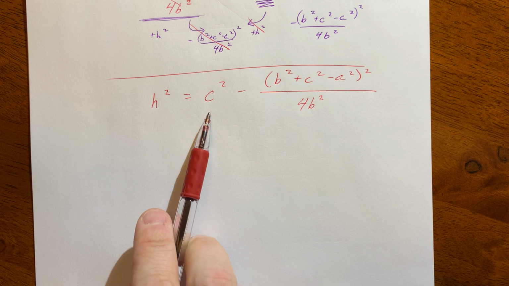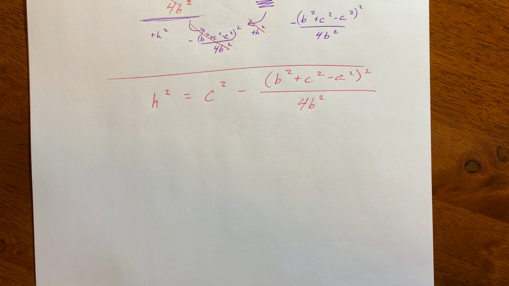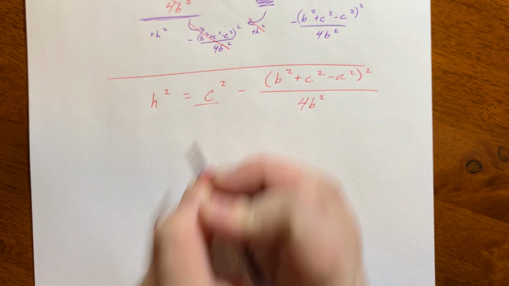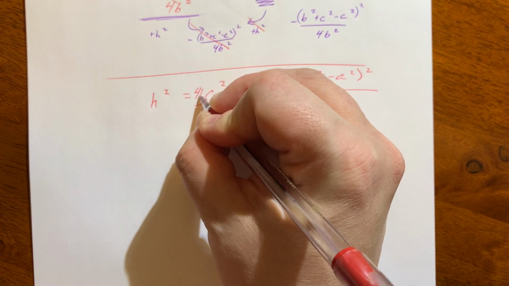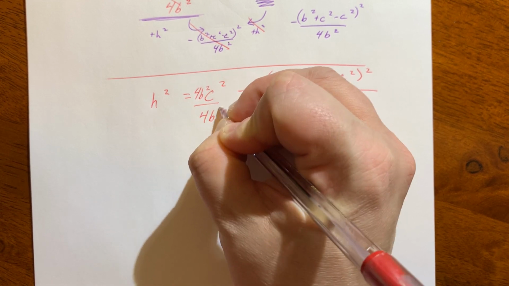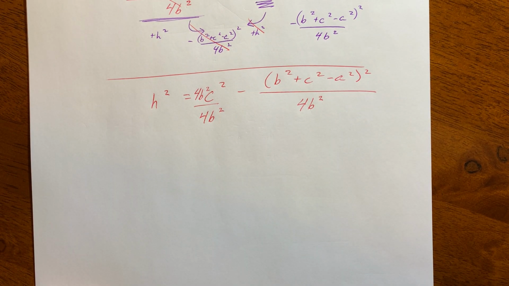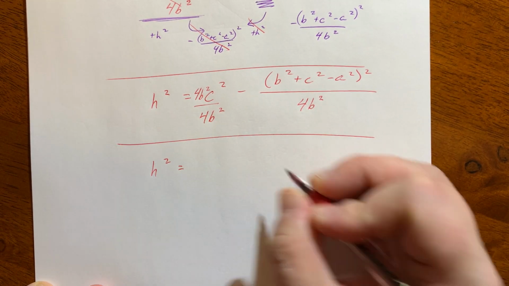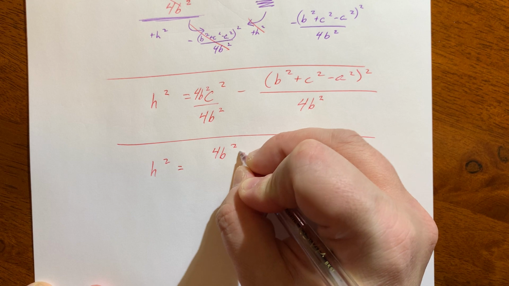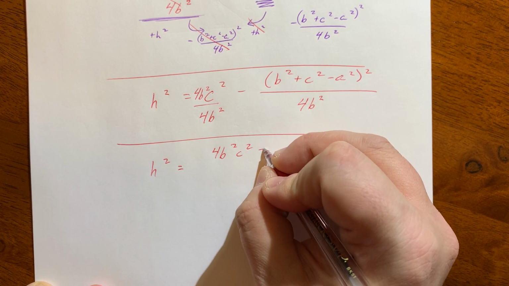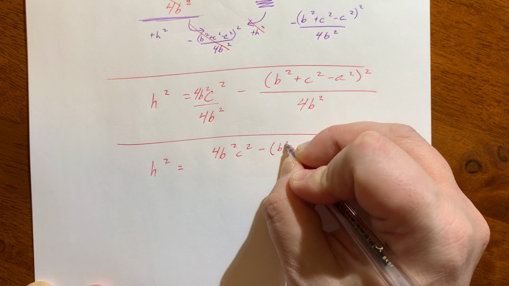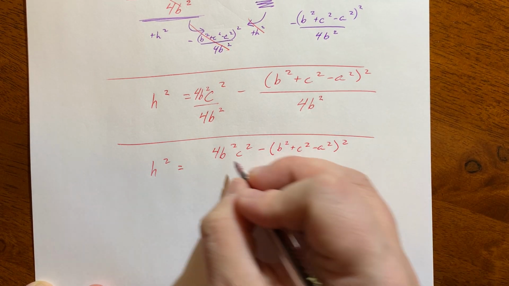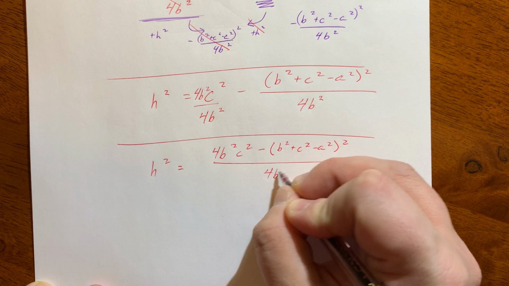And I'm going to try to make this into a common denominator with the other piece. So what I can do is I can multiply the top and bottom, which is technically just a 1, by a 4b squared. And so now I have them with a common denominator. So I can write them together. H squared would equal 4b squared c squared minus, parentheses, b squared plus c squared minus a squared, close parentheses, all squared. And that's all over 4b squared.